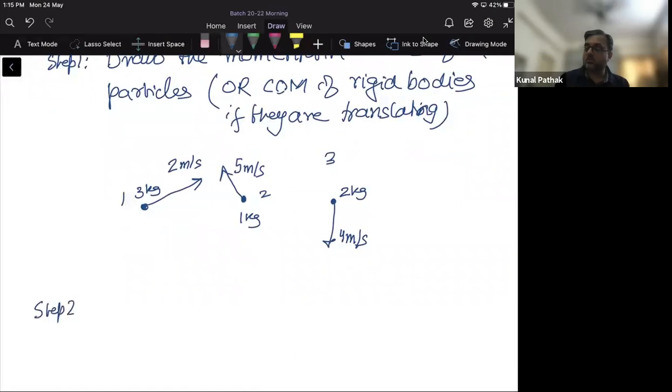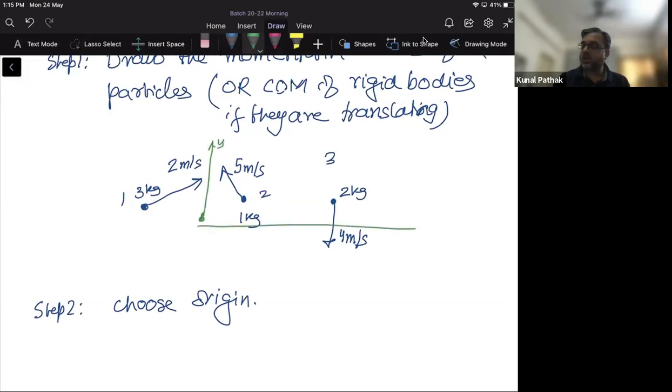Step 2. Choose the origin. So let me choose the origin to be, I don't know, somewhere here. Okay. Now I am drawing the XY axis, but it is absolutely not required. So XY axis not required.